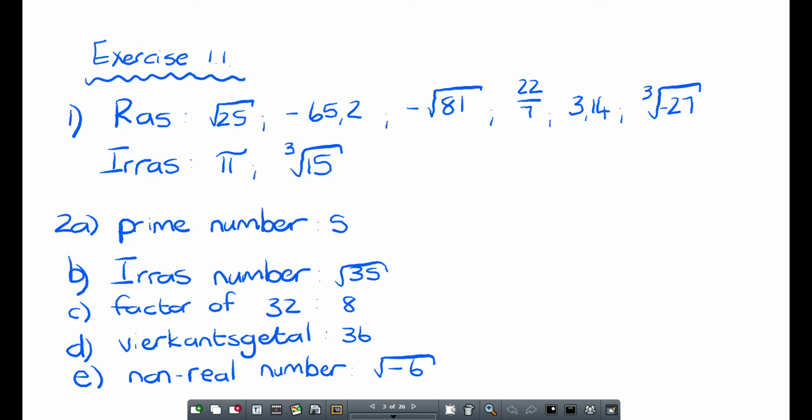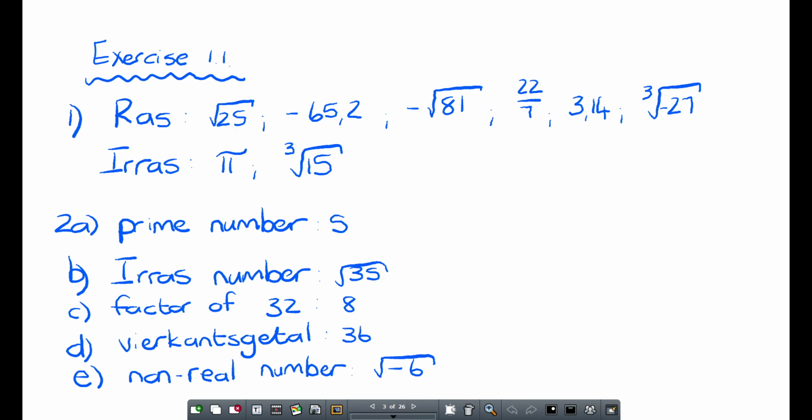Okay, C, a factor of 32. What do I mean when I say a factor of 32? It means it's got to be able to divide into 32 without having a remainder. That's what a factor is, right? So a factor of 32 would be 8. 8 can divide into 32. Okay, D, a square number. That would be 36.